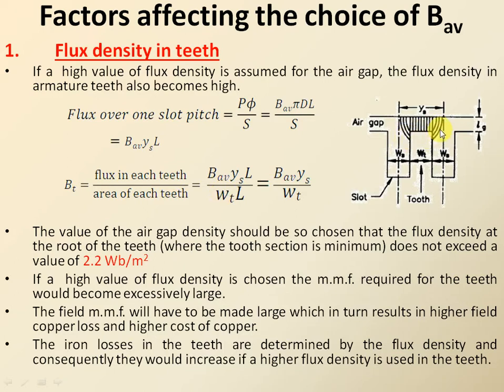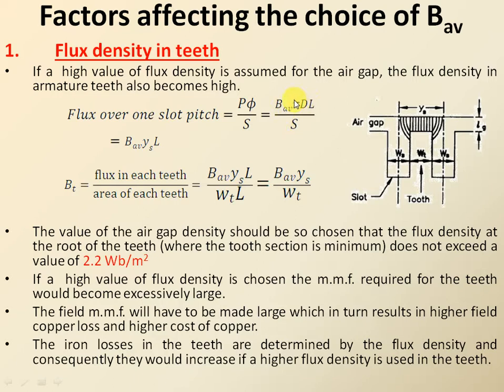Here you can see that the flux in each tooth is the flux over the slot pitch. Slot pitch is the center to center distance between two slots. So the flux in this tooth portion is the same as the flux over the slot pitch. Flux over the slot pitch can be easily found by dividing the total flux in the air gap by the actual number of slots. From the relation of specific magnetic loading, that is B average is equal to P phi by pi D L, we can easily write P phi is equal to B average into pi D L. So making the substitution here, the relation becomes B average pi D L divided by S.